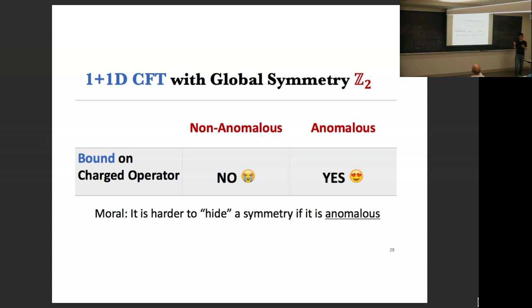In this talk, I selected a particular result to present, namely to bound the Z2 odd operator. And what we found is that there is an upper bound on the lightest Z2 odd operator only when the Z2 is anomalous, but not otherwise. I can give an analytic explanation for this result, but in this talk I choose to give examples, so the examples will come later. Here I just present the result.